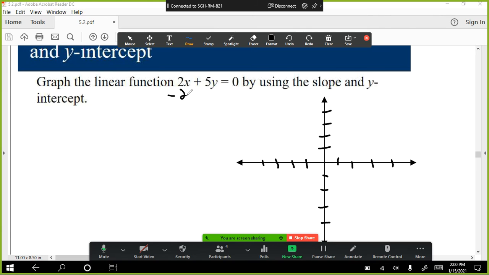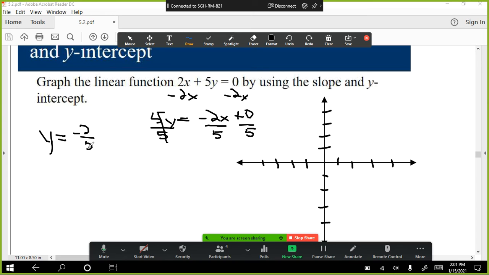So what I would do is subtract 2x from both sides, and I would have 5y equals negative 2x plus 0. And then 5y is multiplied by 5, so I would divide by 5. And I want to take and divide each single one of these numbers by 5. So what I end up with is y equals, that won't simplify, so that's negative 2/5 x, and then plus 0 over 5 is 0. Now it's ready to graph.